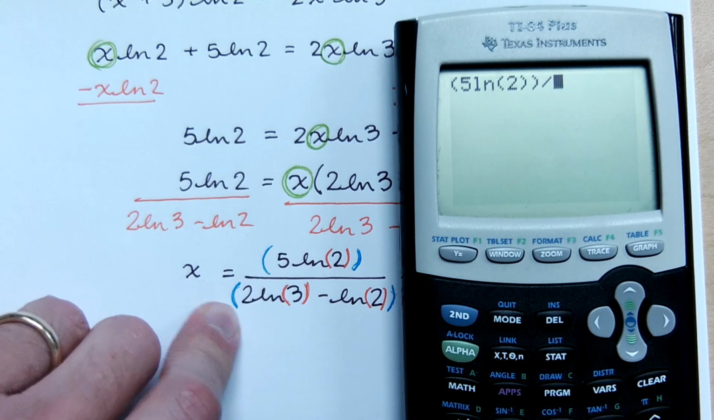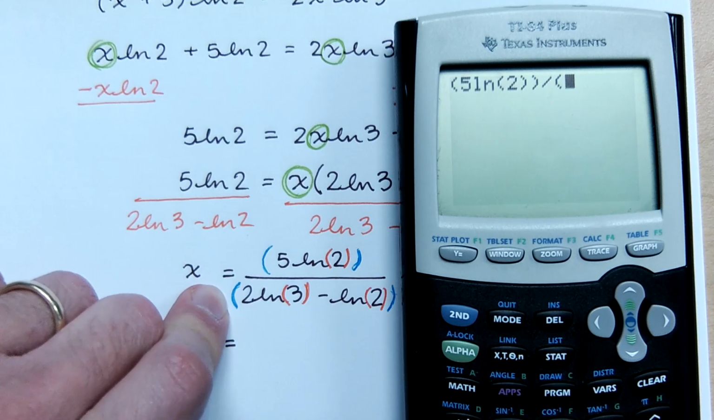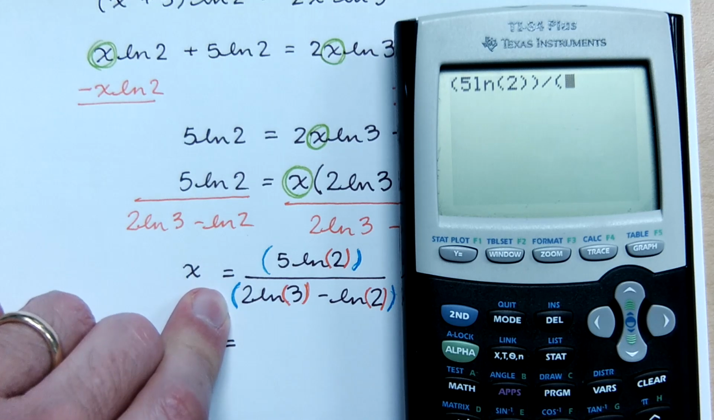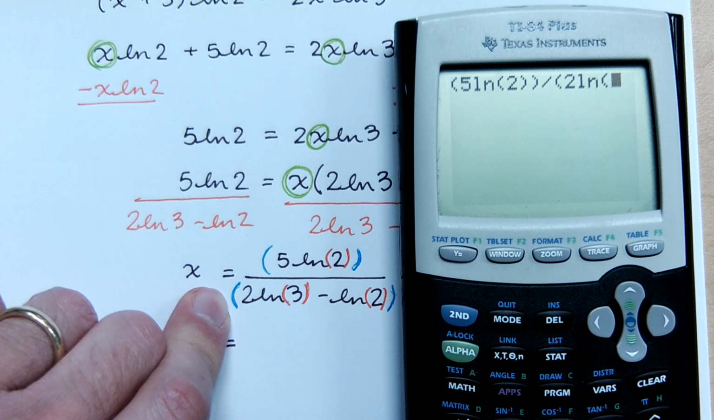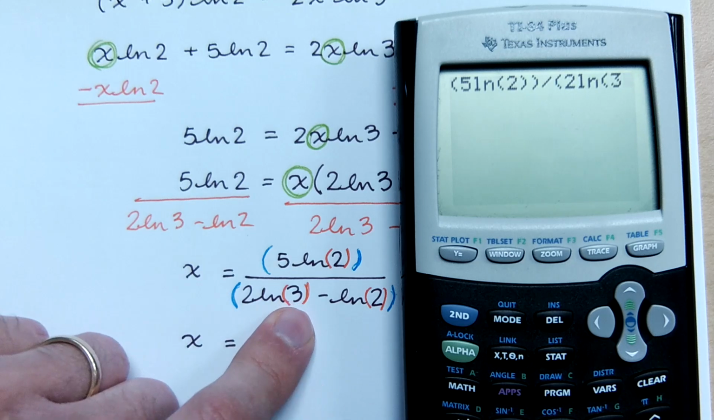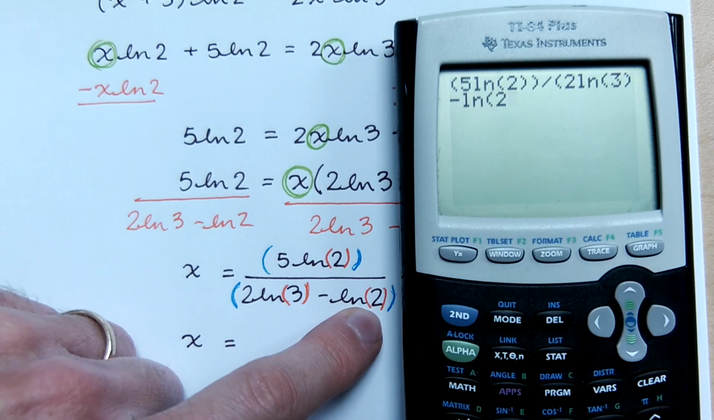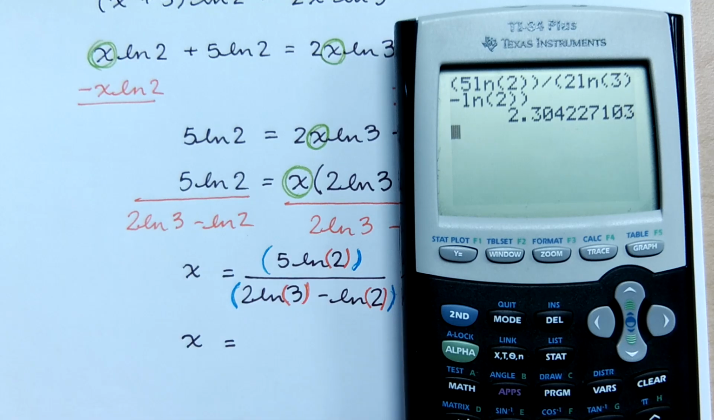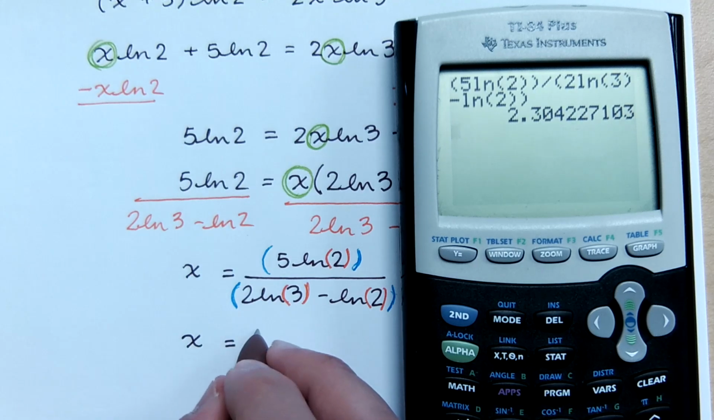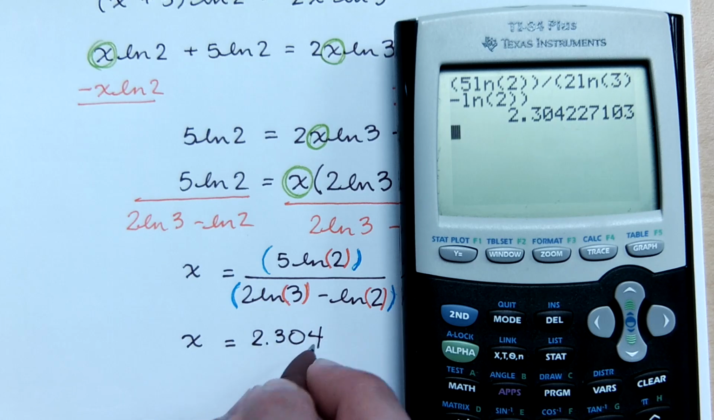Divide by, and you have to open up a set of parentheses for the denominator because you've got a big thing down here. And that's 2 natural log of 3. Close that natural log. You're still in the denominator. Minus natural log of 2. Close the natural log. Close the denominator. And so we end up with an approximation of 2.304.